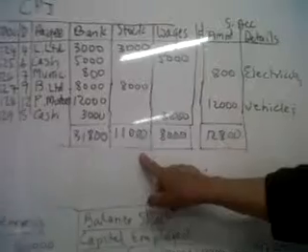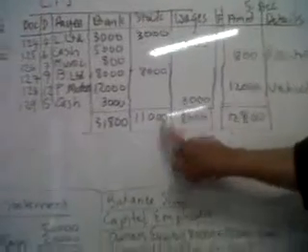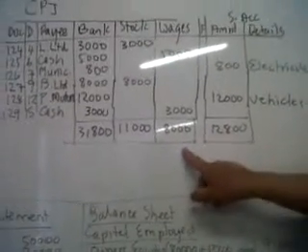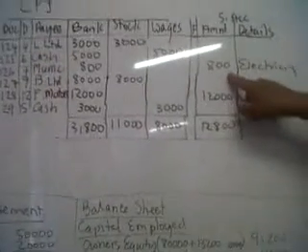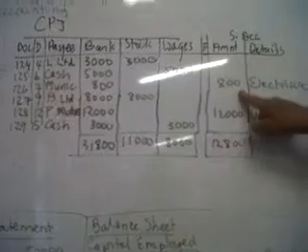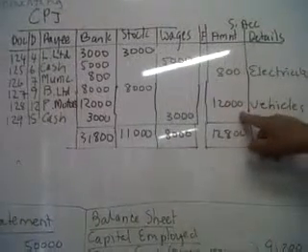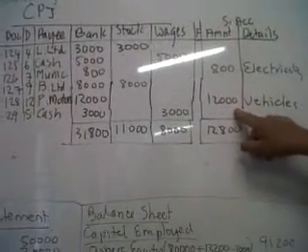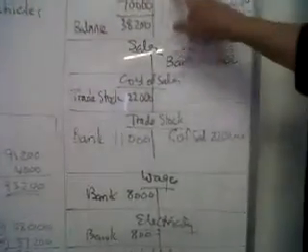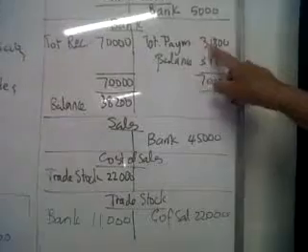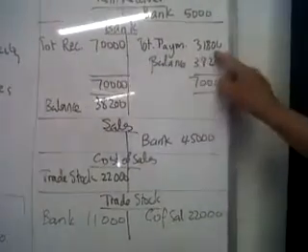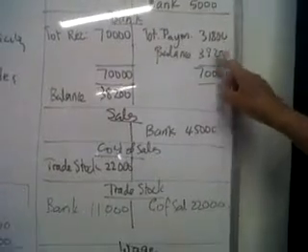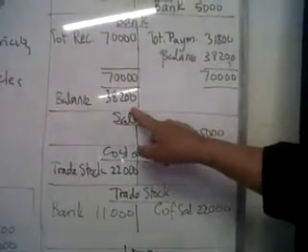This goes to the debit side of the stock account, 11,000. This goes to the debit side of the wages, 8,000. This is not posted. That is posted. Electricity, 800 to the debit side. Vehicles, 12,000 rand to the debit side. So let's see how it works here. Here we go. Total payments, 31,800. Now you've got this 70,000 minus 31,800. You've got a balance of 38,200.